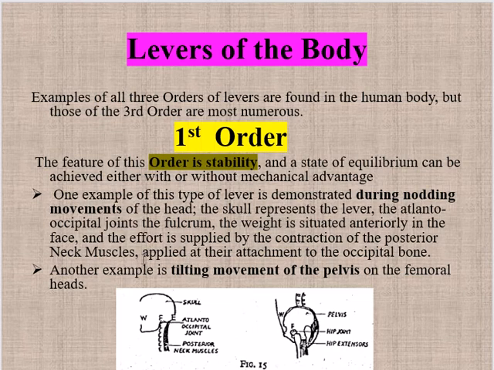As you know, our neck is supporting our head, and this is because of this first order lever. Another example is the tilting movement of the pelvis on the femoral head. In this case, you see here that the hip joint is the fulcrum and weight is the body, and effort is applied by the hip extensors. This is the first order lever.